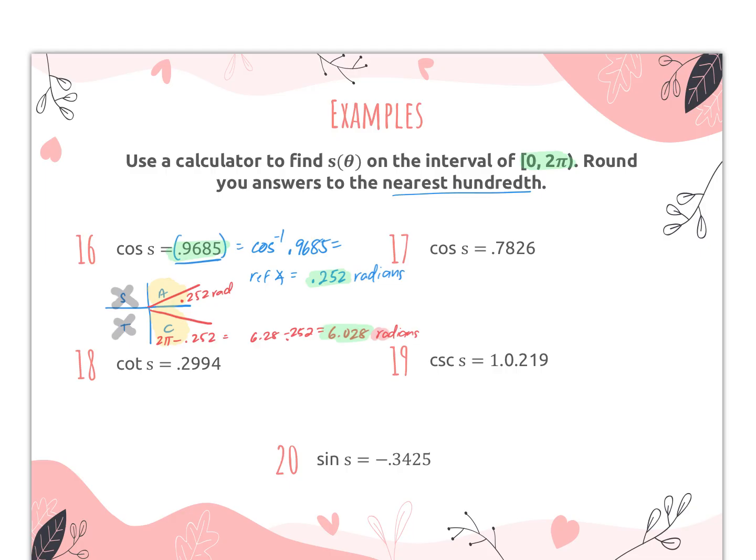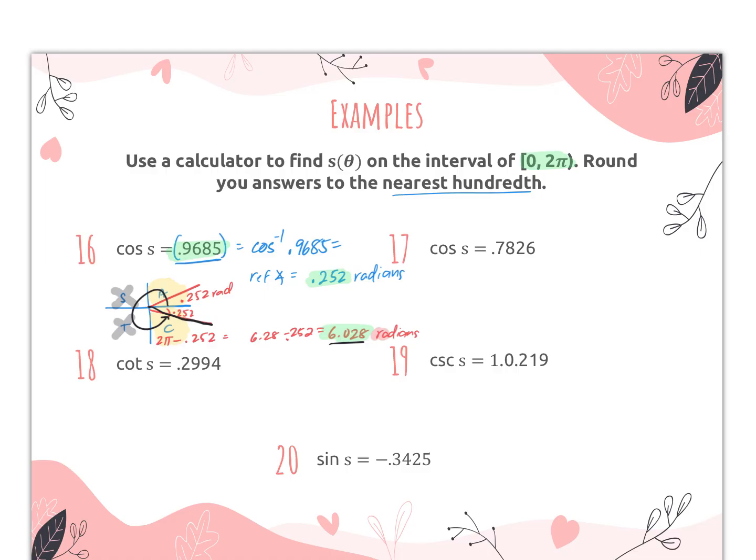So what happens is that this is my reference angle, 0.252, but the angle that I'm looking for starts here and ends here, and it ends at that line. And that almost complete circle is equal to 6.028 radians, and that's the angle that ends at that terminal side. So those are the two answers for that problem.